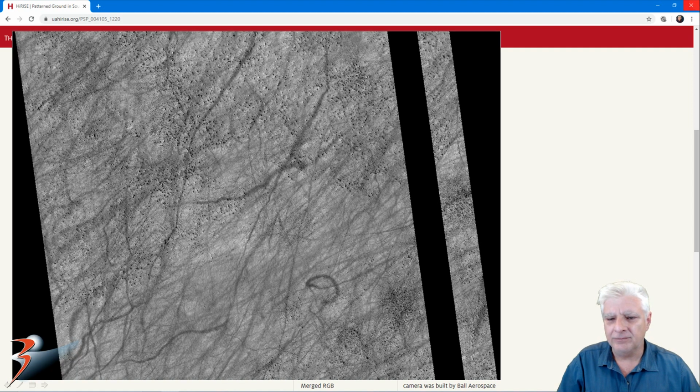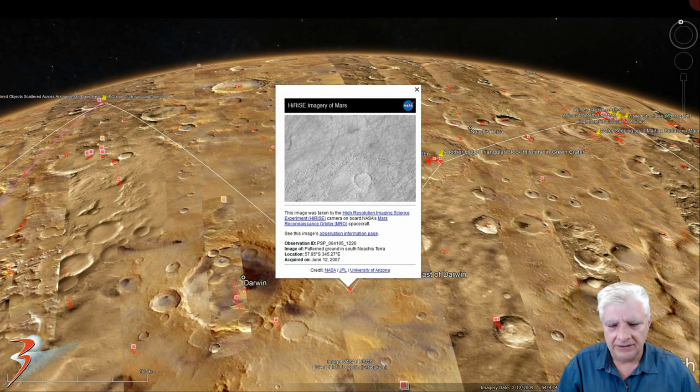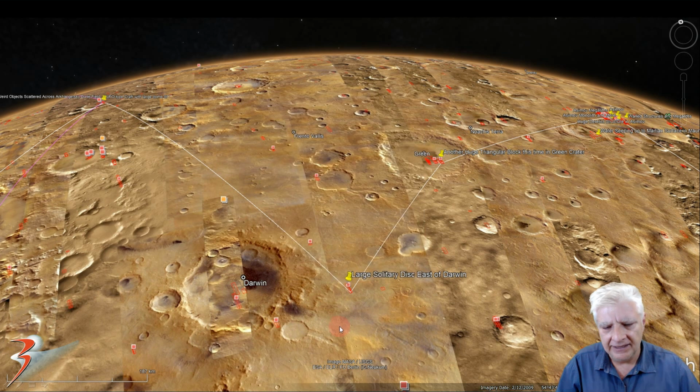This is a clip from the low-res JPEG, just to give you an idea of the terrain in which I've found this disk. Located in the mid-latitudes, southern hemisphere of Mars, 57.95 degrees south, 345.27 degrees east, and it's in this terrain that is called Noachis Terra, just to the east of Darwin, that circular depression over there.